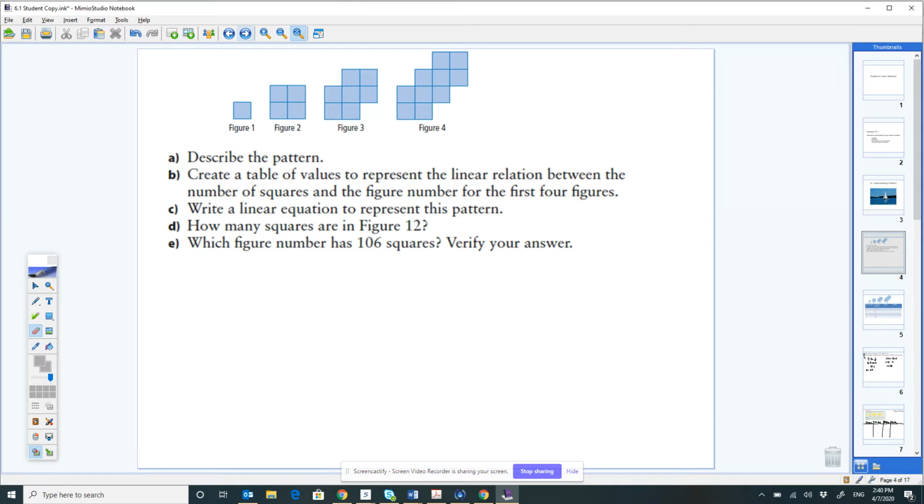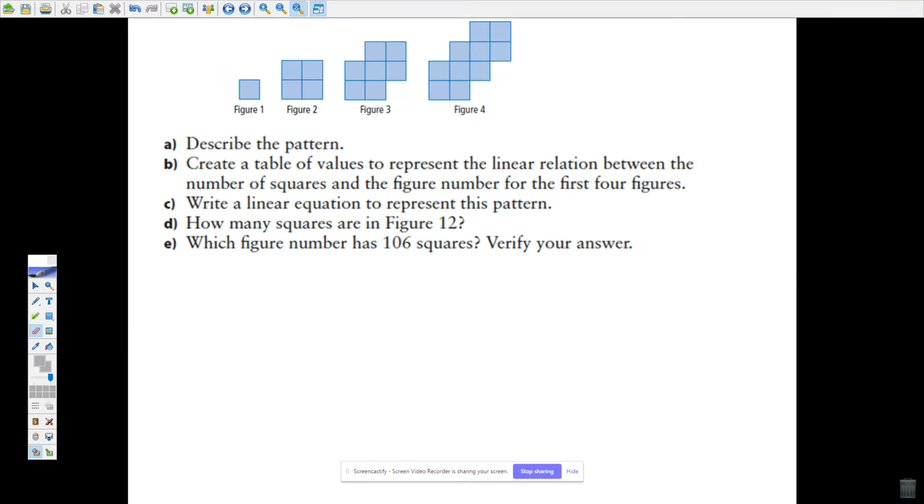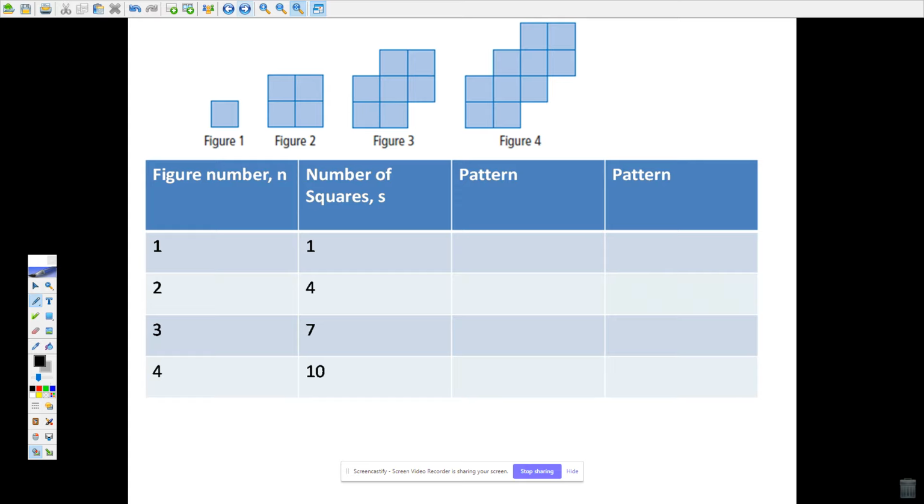In our first example, you can see that we have 4 diagrams, each with a different number of blocks. The first thing we have to do is to describe the pattern. I filled out the first 2 columns of the category already, which has the diagram numbers and the numbers of squares. The next goal is to establish what is the pattern that the squares are either rising or falling by. We can see that they are going up by 3 every time. So we will say this is 3n.